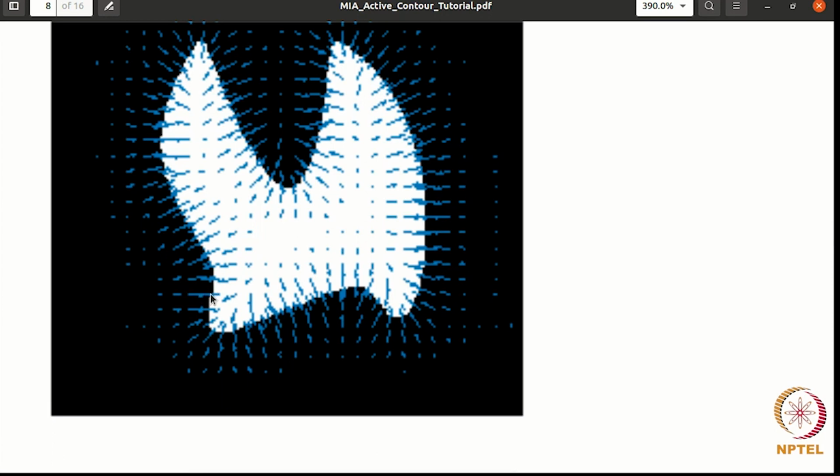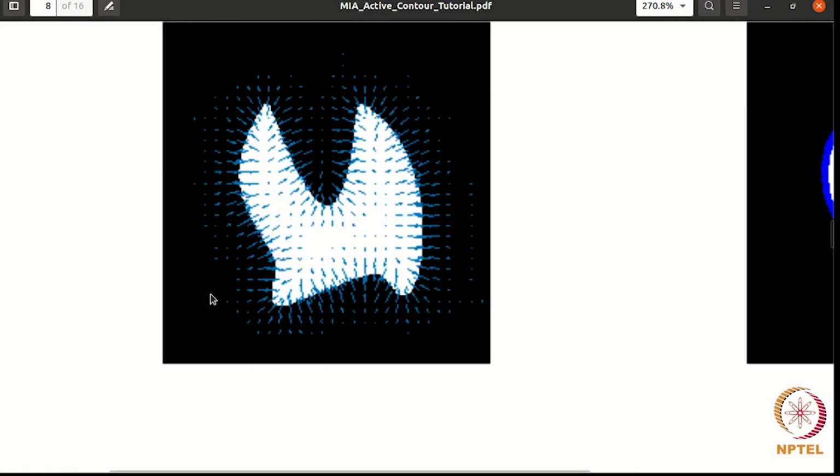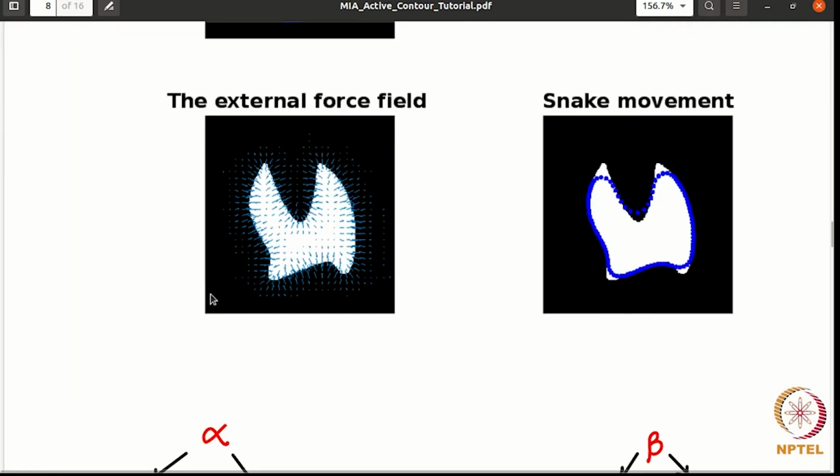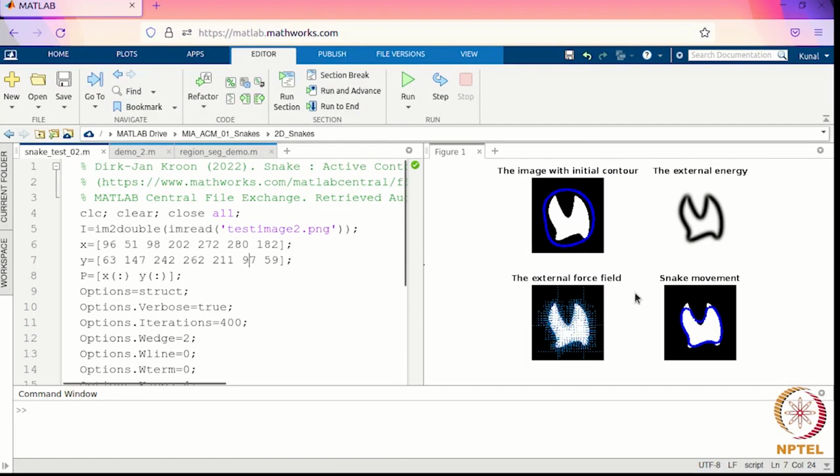Also, the bottom right figure shows the final position of the snake, and as you can see, the snake has fitted the object reasonably well. So you can see here, now that is complete. Initially it was like this, now it has come to this position. So what we have seen is that the snake has fitted the object reasonably well.